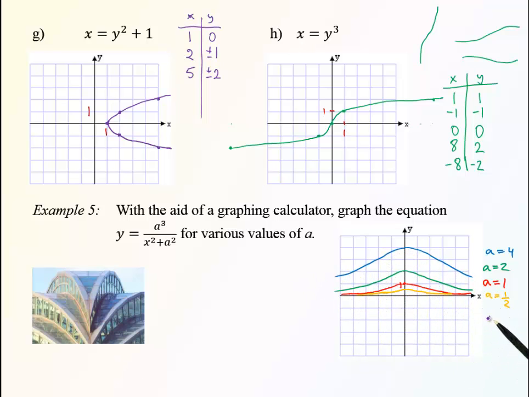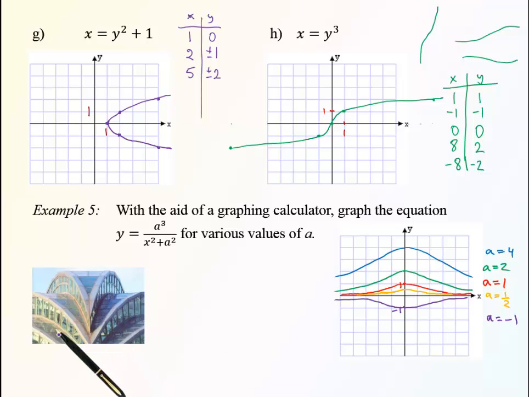One more, if a was negative 1, then the shape flipped to the other side and it looked similar to the red one, but flipped over with the minimum at negative 1. So here's the picture of our family of functions.